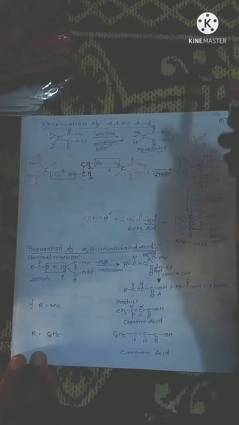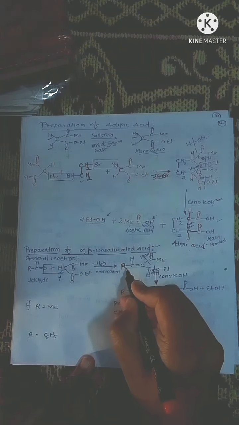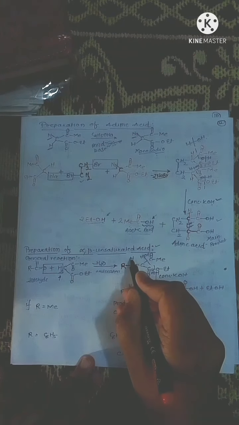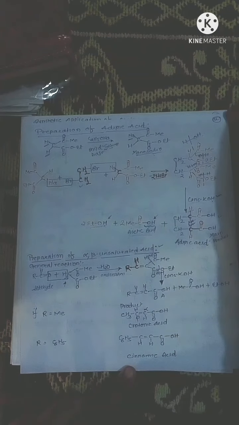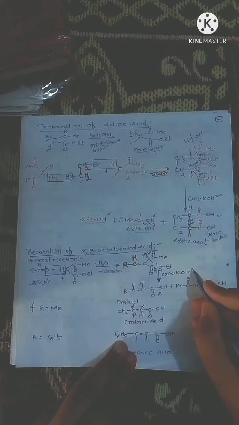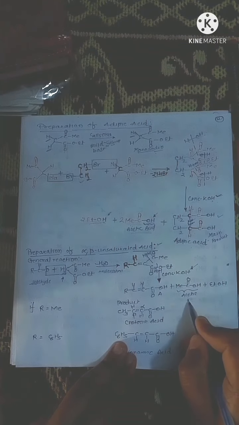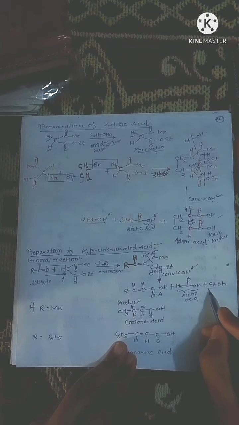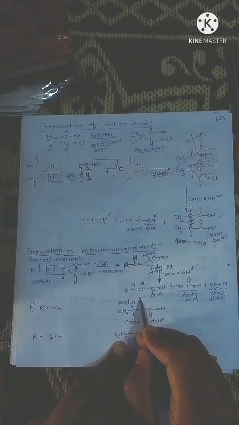Important thing, I write this molecule with a red pen. This part is basically coming from the aldehydic group. Again add concentrated KOH. As we know, whenever we add concentrated KOH, one molecule of acetic acid and one molecule of ethyl alcohol go out as a byproduct, and acid is formed.